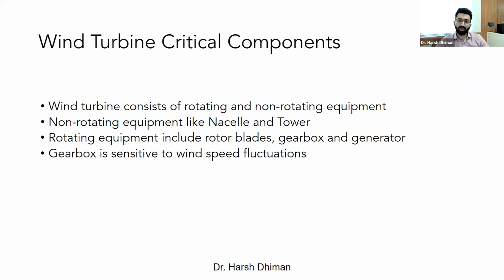Now, what are the critical components of your turbine? If we look inside my turbine, if you want to categorize, there are rotating components and then non-rotating equipment. Rotating components can be classified as the gearbox, the generator, and the rotor blades.